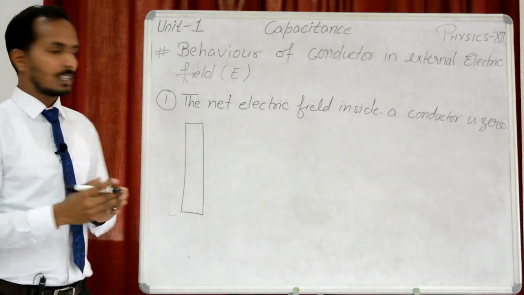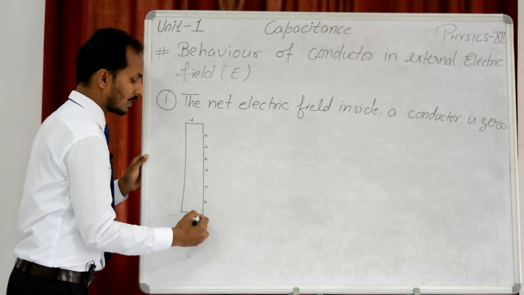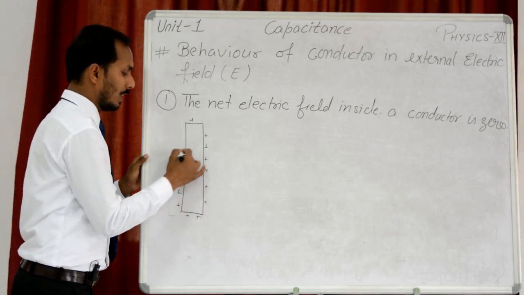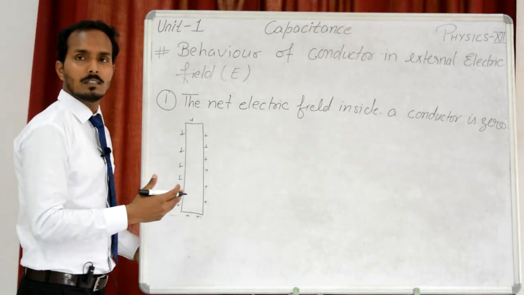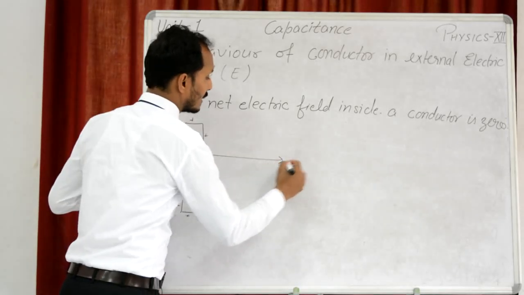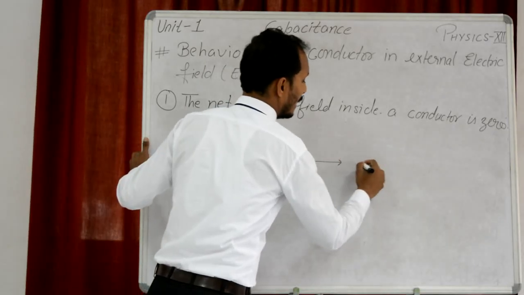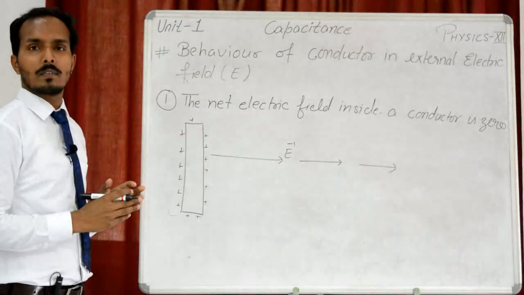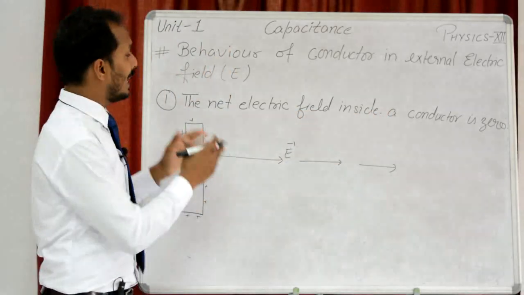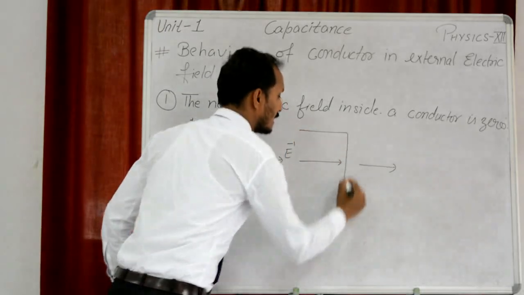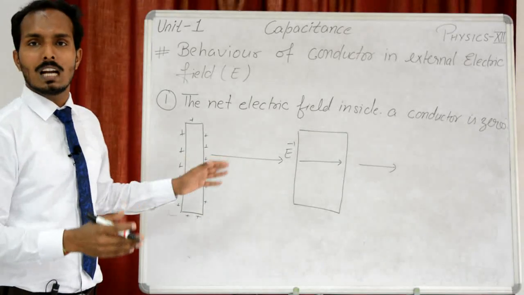Suppose that I have positively charged plates, and charge is distributed over the surface of the plate. Then it has some electric field around the charged plates. Now I want to see the behavior of a conductor placed in the electric field. So I place a conductor near the charged plate.